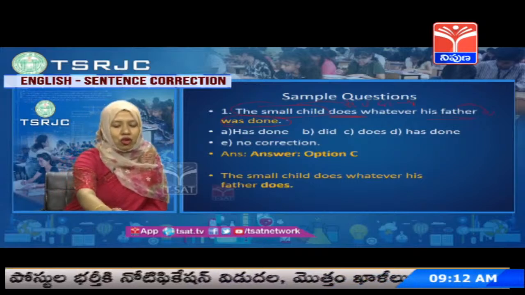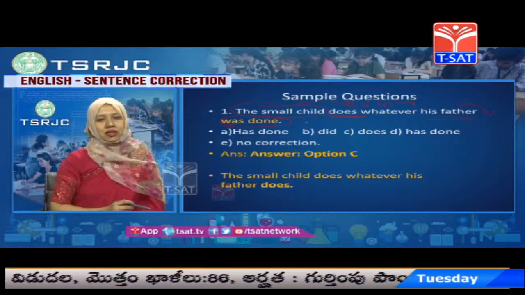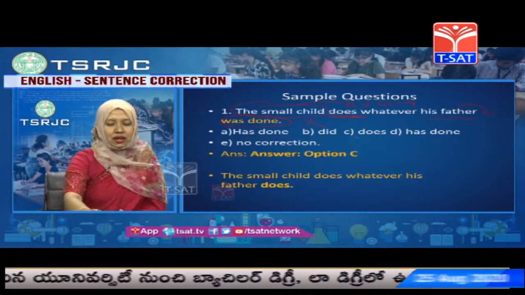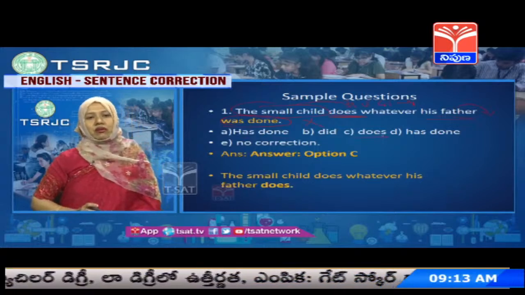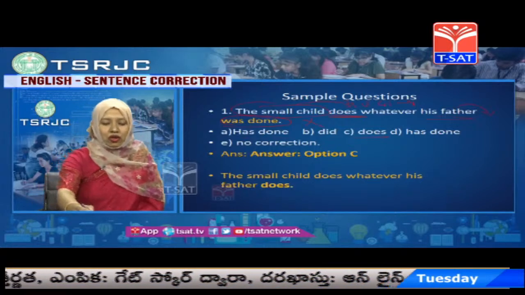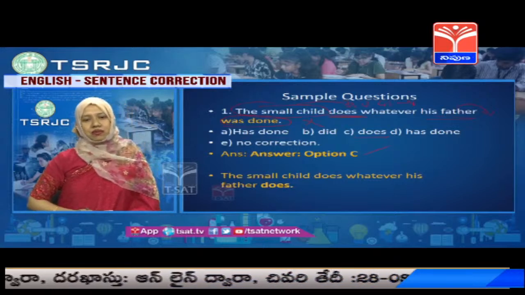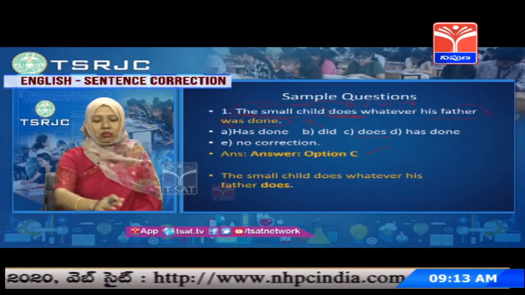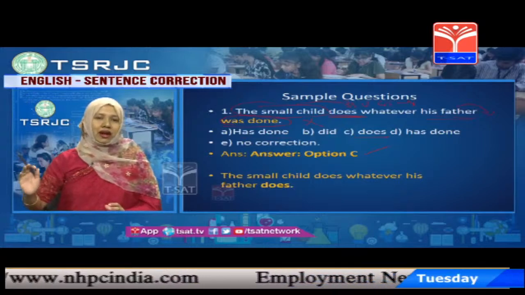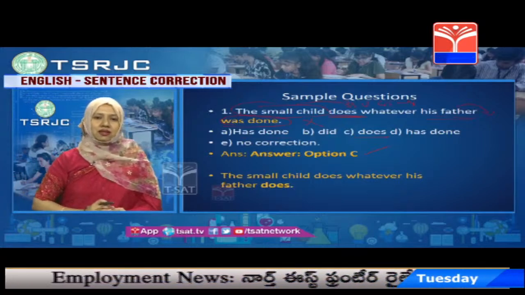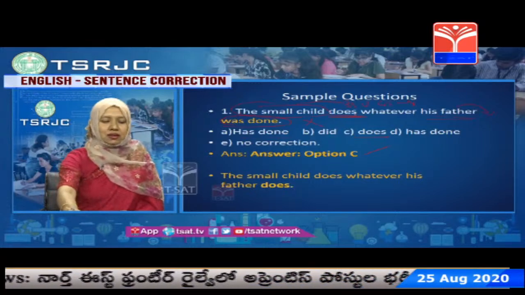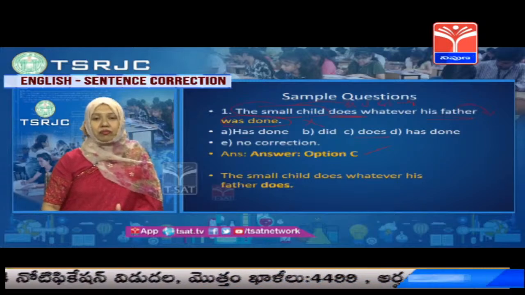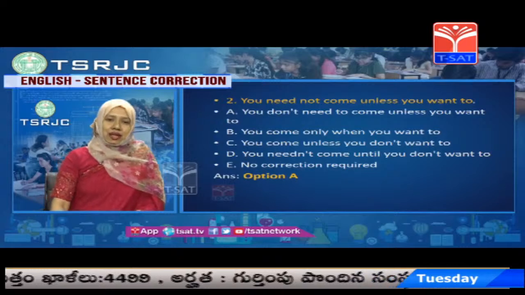It should not be was done. Here was done, the past participle, is given. This is wrong. If the sentence is in simple present, the next verb also will be in simple present tense. So, here the correct option is option C, does. The small child does whatever his father does. So, there may be words which are confusing, but always remember the grammar rule. See the tense. If the tense is simple present, then here also see the subject and write the appropriate verb. Let us look at the second example.